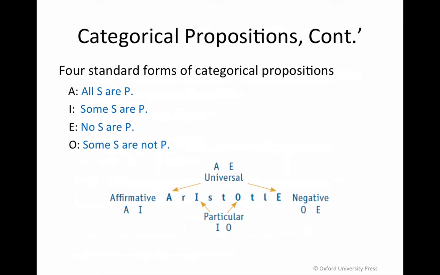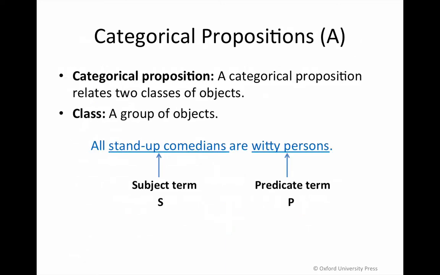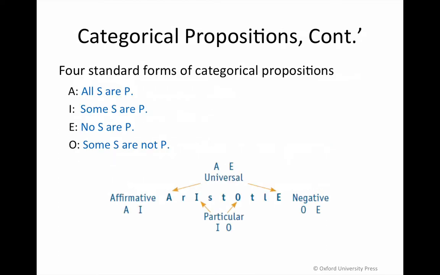So first, A is the universal affirmative. So let's go back real quick. Remember, all stand-up comedians are witty persons. We took the subject class and the predicate class and replaced those with capital letters S and P. So now we've got all subject class are predicate class. So the capital S and the capital P, in terms of individual propositions, not how they work in an argument, but just in terms of what they are within a single proposition, will be S and P, subject class, predicate class.